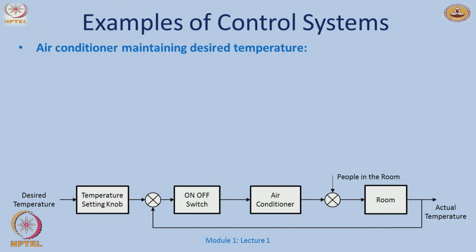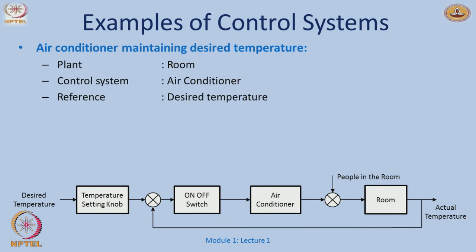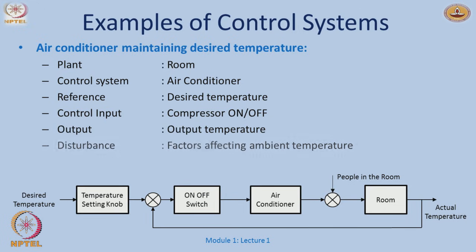Now, we could also, or all the air conditioners now we see are closed loop in nature, and we know that the air conditioner helps us in maintaining a desired temperature. The plant in this case is my room, the control system or the controller is the air conditioner, the reference signal is a desired temperature which I want the room to go to. The control input could come in terms of an on off switch. The output which I measure is the output temperature. Disturbance could be factors affecting the ambient temperature, like people entering or leaving the room, right. Okay. And then the feedback signal is the actual temperature, which is compared with the desired temperature to perform the on off control action.